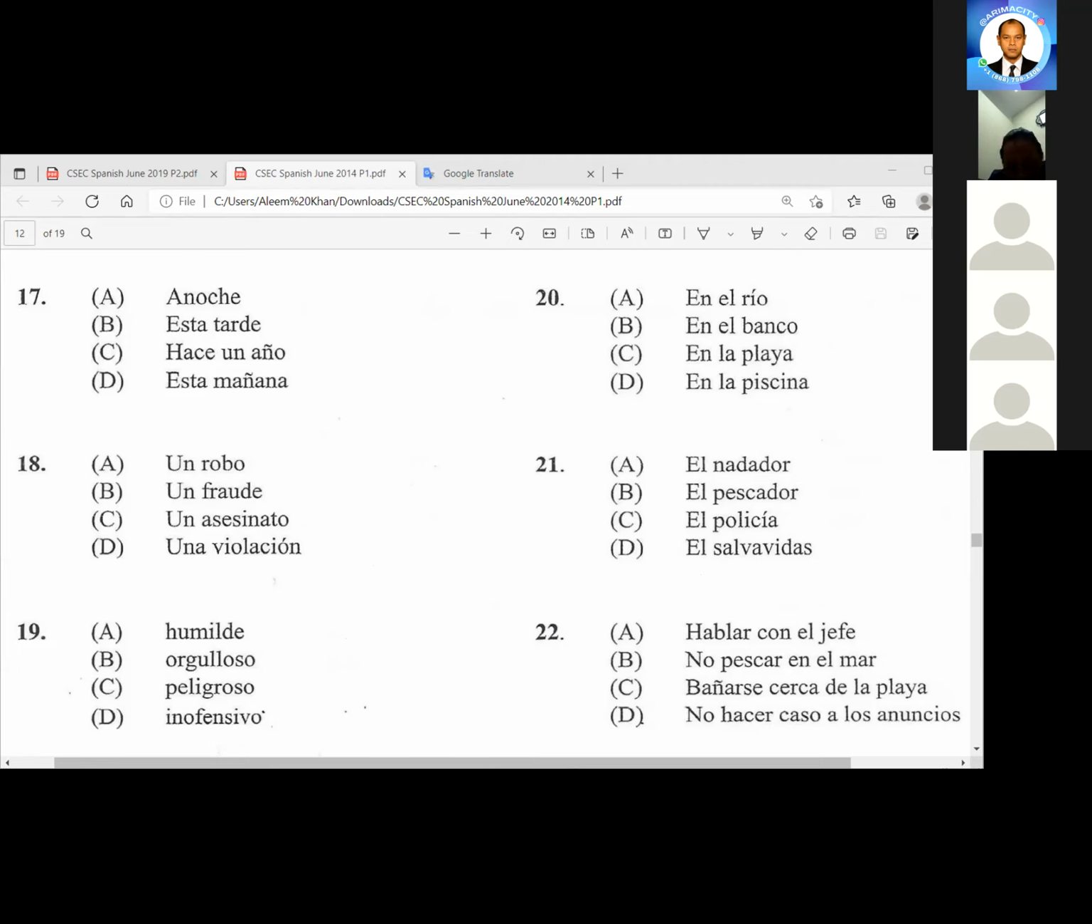El 10 de enero celebramos después del trabajo con una cerveza. I'll put it in the chat. El 10 de enero celebramos después del trabajo con una cerveza. ¿Cuándo celebramos con una cerveza? That is Malika.